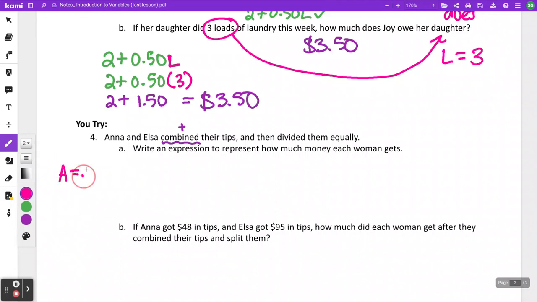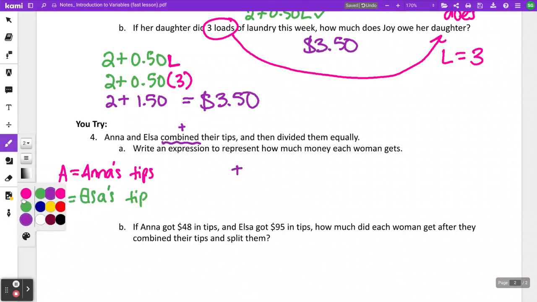I don't know how much either of them made, so I'm going to need 2 variables. I'm going to use A to represent Anna's tips, and I'll use the letter E to represent Elsa's tips. And then we've already said I'm going to use addition to show they're combining them. So here is Anna combining her tips with Elsa. Now, after they did that, they divide them equally. So they're putting them together and then dividing them between the two of them.